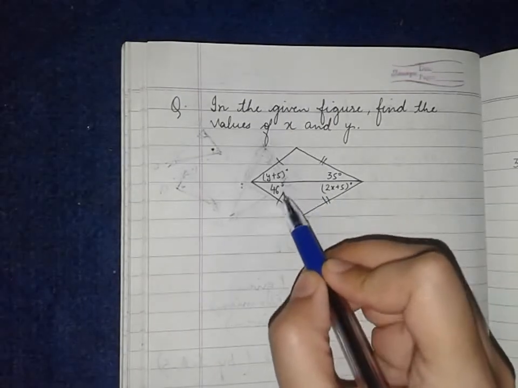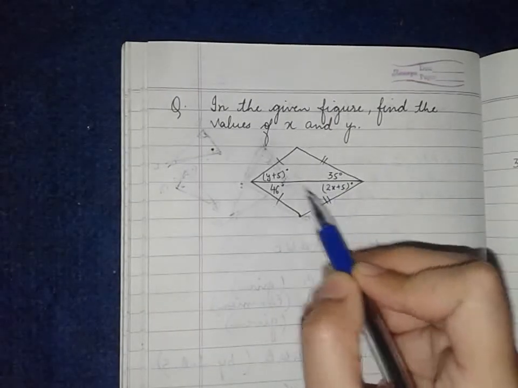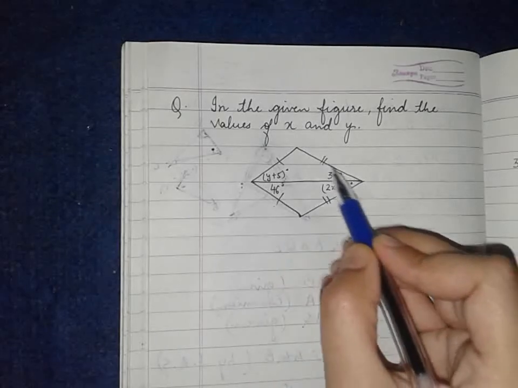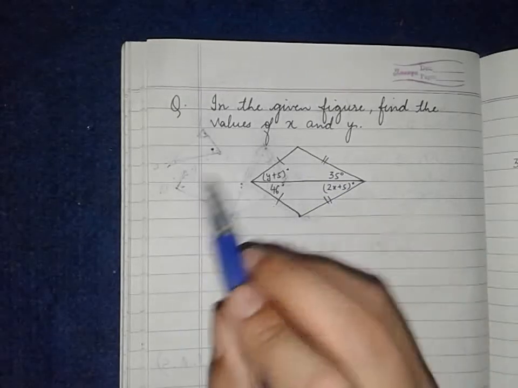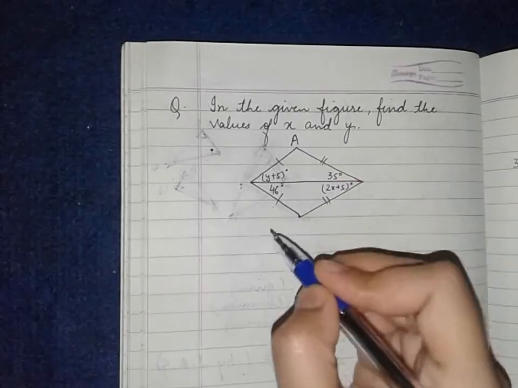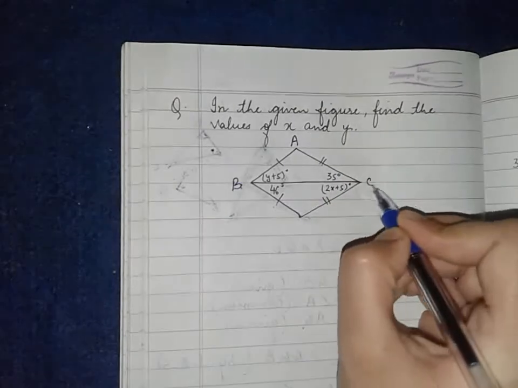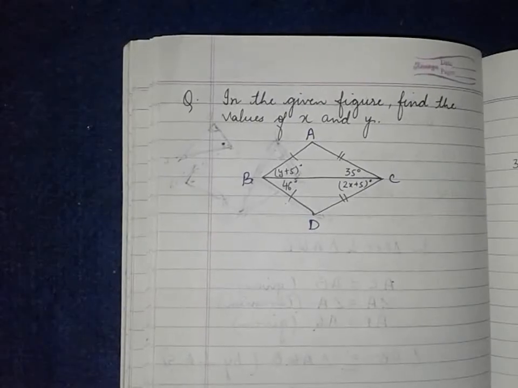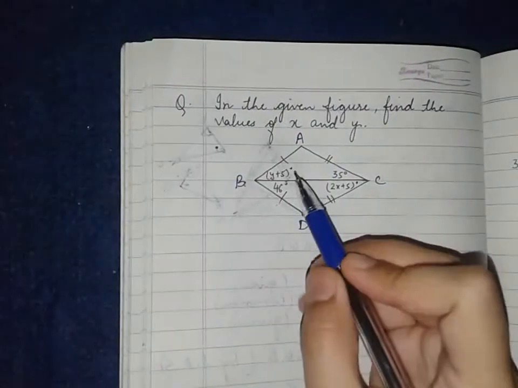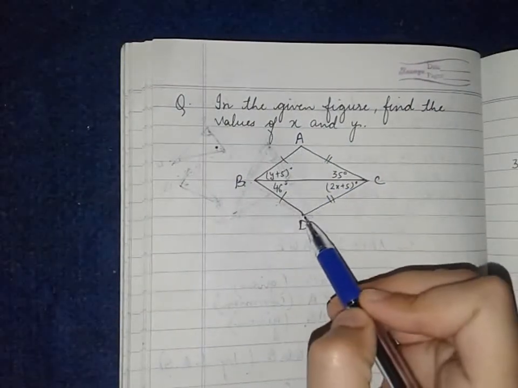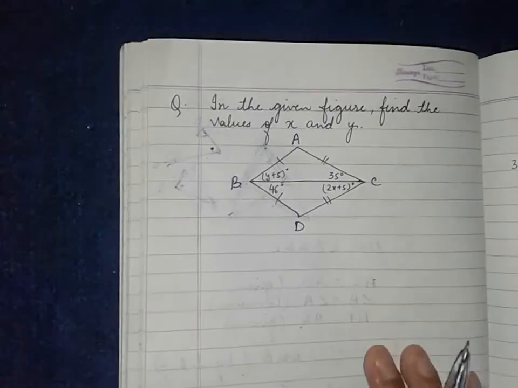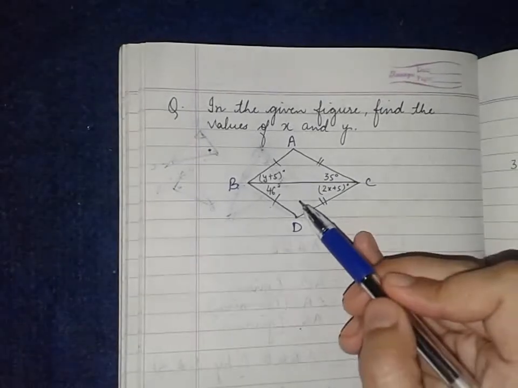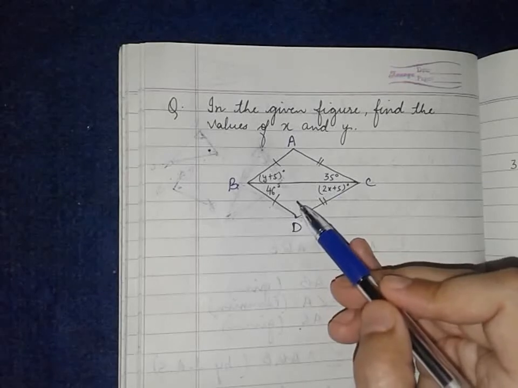But these two sides are given equal and these two sides are given equal, and this figure consists of two triangles. This is one triangle, this is another triangle. It is not named. The first step will be naming the figure: A, B, C, D. So we have two triangles now, triangle ABC and triangle DBC. If I prove them congruent, I can find the angles.